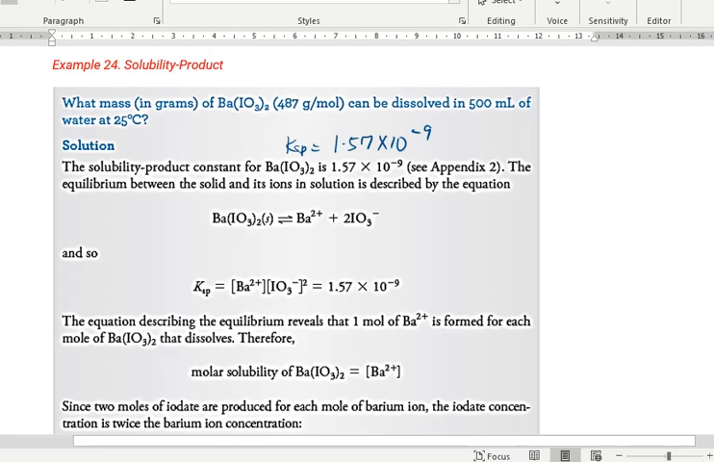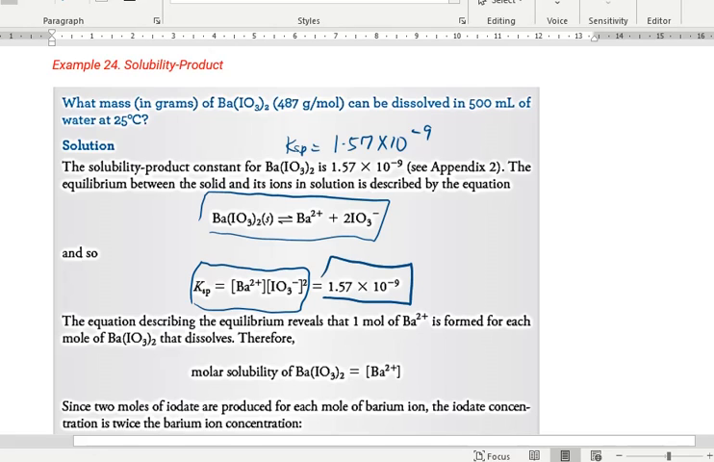Okay? Now, the equilibrium between the solid and its ions in solution is described by this equation. Okay? So, meaning, its Ksp is equal to this, right? And we know the Ksp from the appendix, which is this, right? So, now we can solve for barium ions and iodate ions. How do we solve that? We also use this, okay?